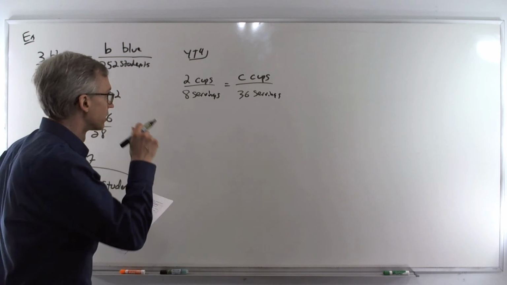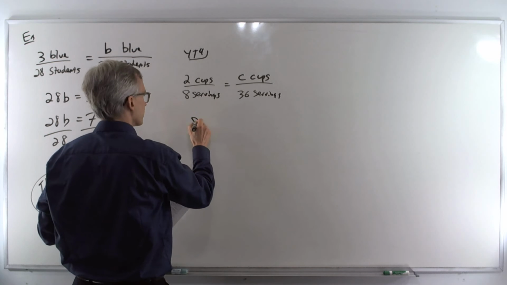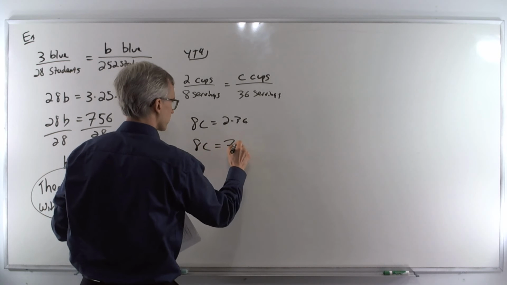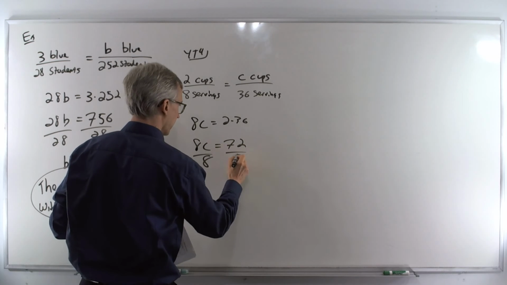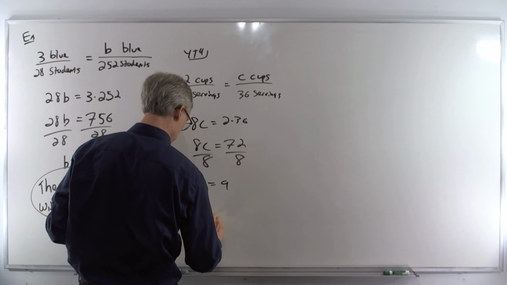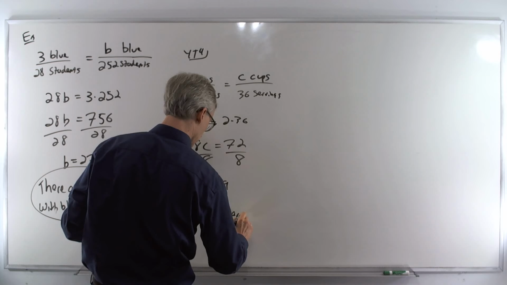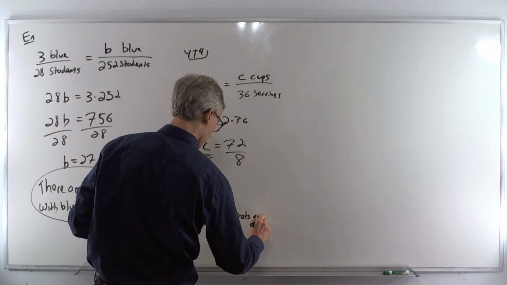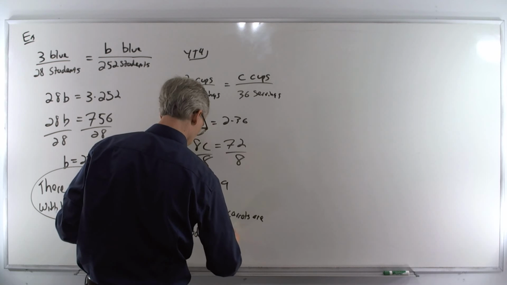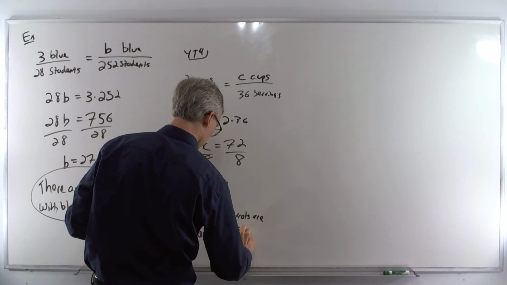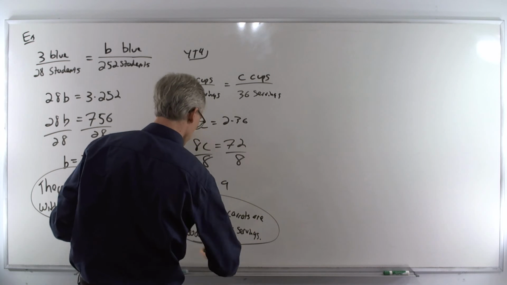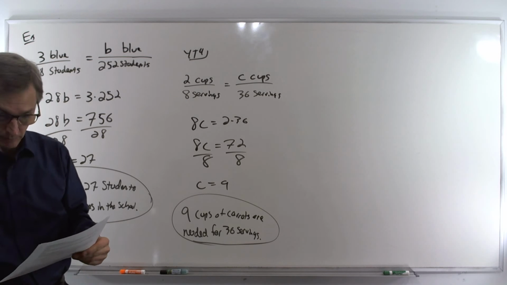We're set up correctly. Cross multiplying gives us 8C equals 2 times 36. So 8C equals 72. Divide by 8 on both sides and C equals 9. So for 36 servings, we need 9 cups of carrots.